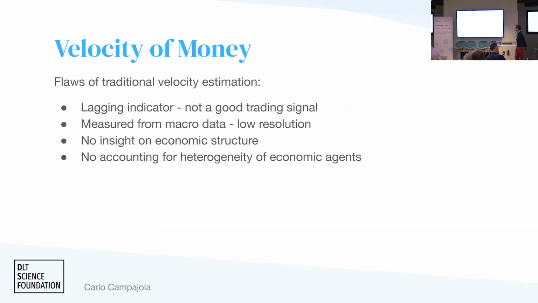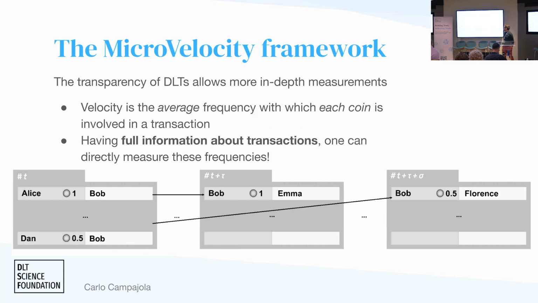In particular, the first one is that it is measured from macro data. So you have low resolution. Typically, you can measure this every now and then, not all the time. You also don't have any insight on the economic structure. You only measure an average, and you think it's representative for the whole economy, but actually that's typically not true. So that's where the last point comes from. You're not accounting for any heterogeneity in the economic agents that you have in your economy. That's where we jump in.